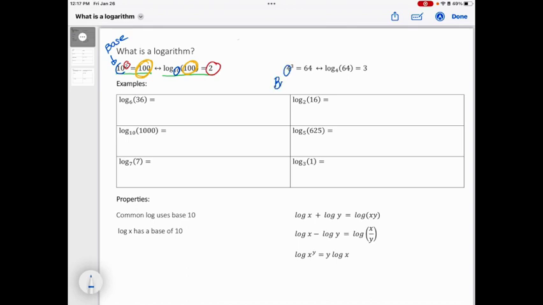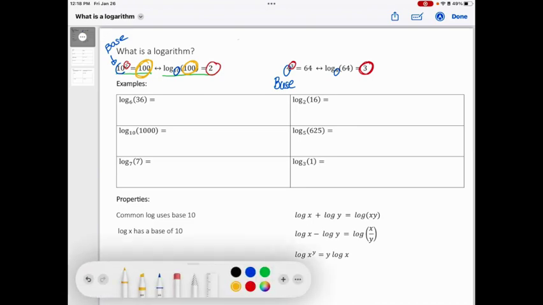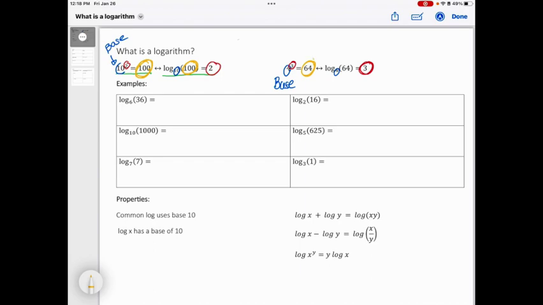Let's look at another example. The 4 here is my base. So that's going to be written right here. The 3 is my exponent. So that's going to be written as the answer to our log expression. And then when it's in exponential form, the answer is what's going to go inside the parentheses.